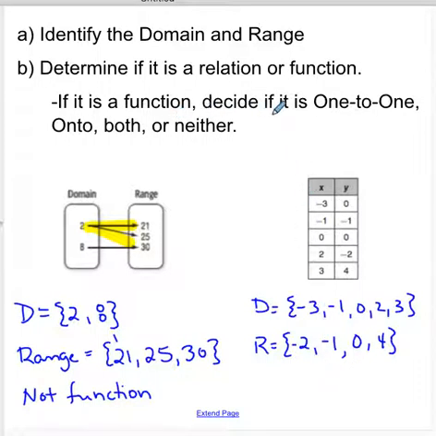So now I'm going to decide if it's a function or not. So I look at the x values, and there aren't any repetitions in my domain, so there's no opportunity for one x value to go to more than one y value. So this is a function.